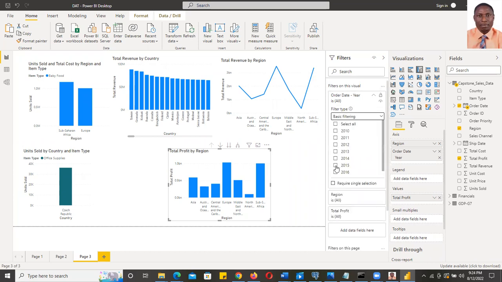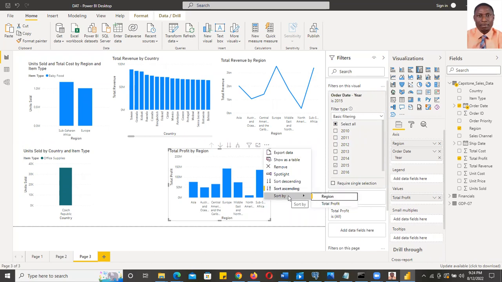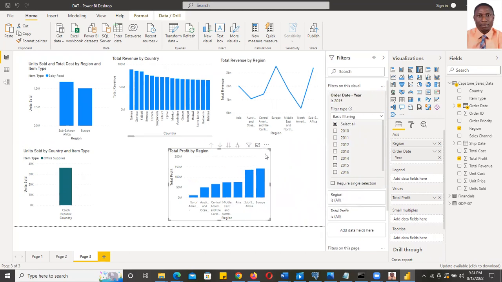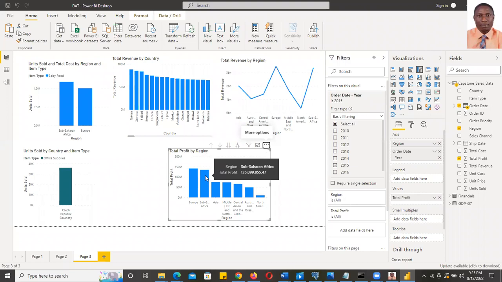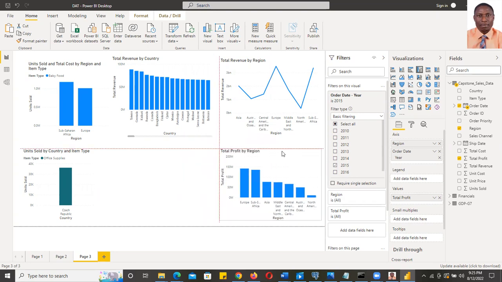Let's see, filtering 2015. Okay, so let's filter it. Filter profit in descending order. Okay, beautiful. So the most profitable region is Europe, followed by Africa, sub-Saharan Africa, in 2015. So this is the most profitable region.